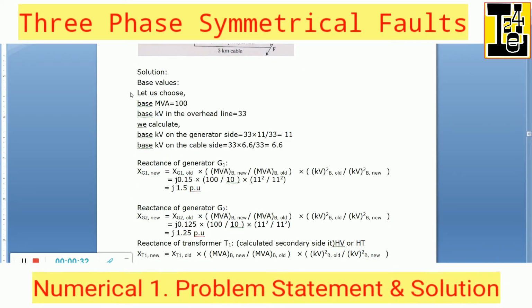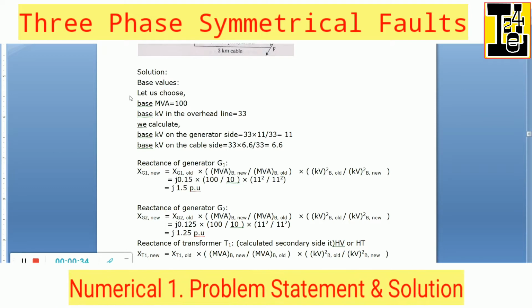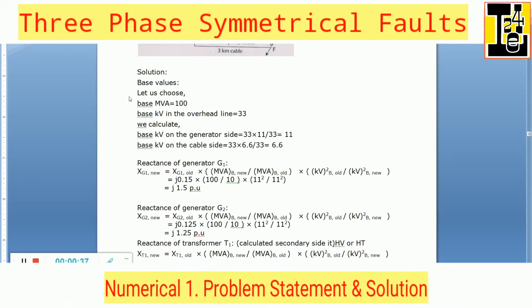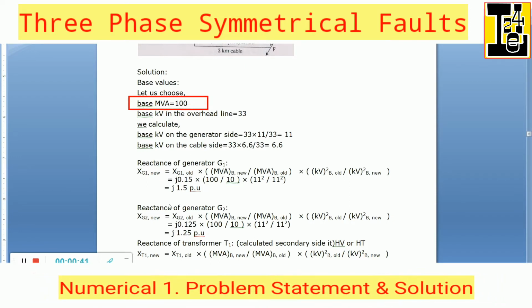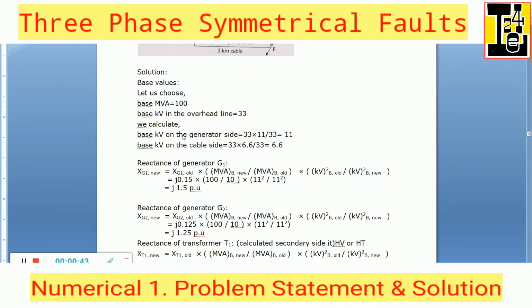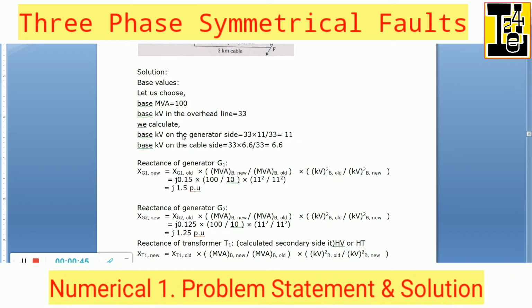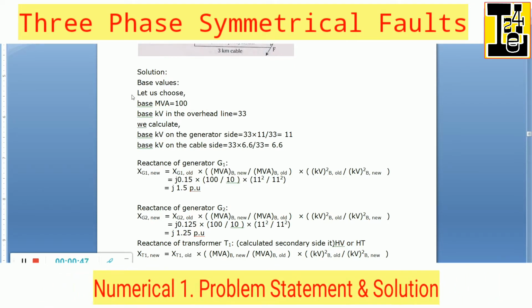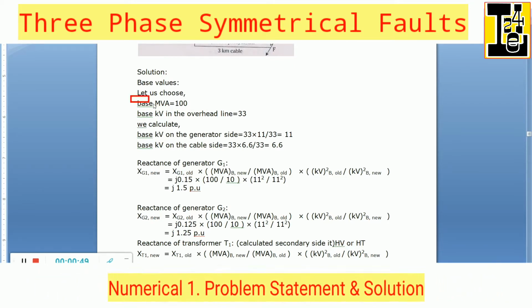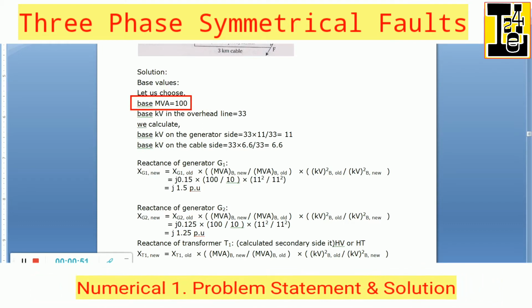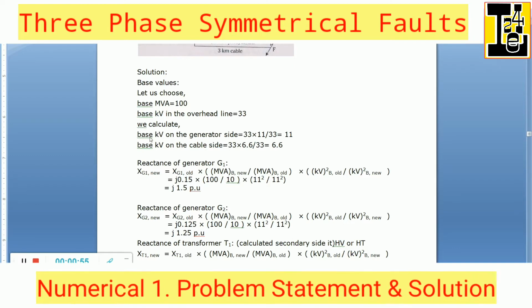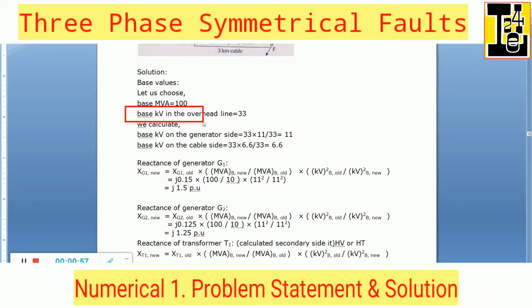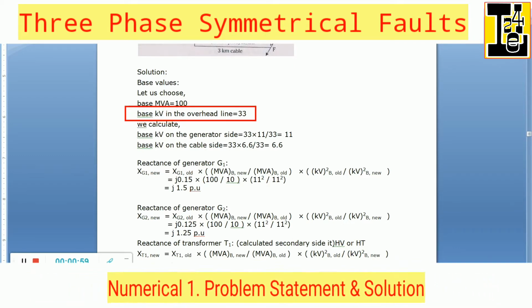Let us choose the base values. As the base value is not given here, I will choose a base MVA. There is a criterion for choosing base values: multiples of 10 or multiples of 100 can be used. I will choose a base value here as 100 MVA. For base kV, I will choose the base kV in the overhead transmission line as 33 kV.